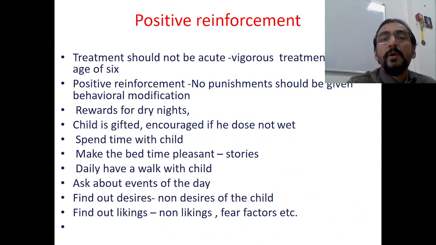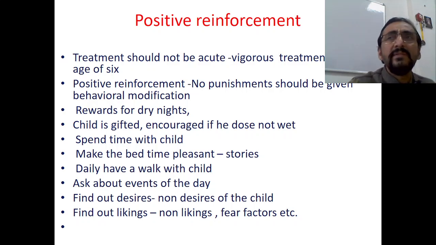Now we talk about positive reinforcement treatment. Treatment should not be acute. At once you should not be vigorous in correcting the problems. It should not be vigorous, especially treatment before the age of 6.